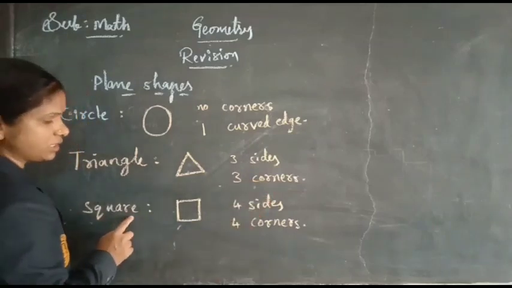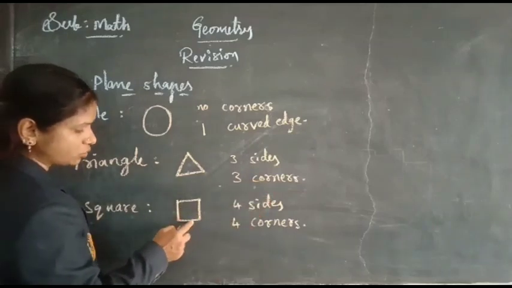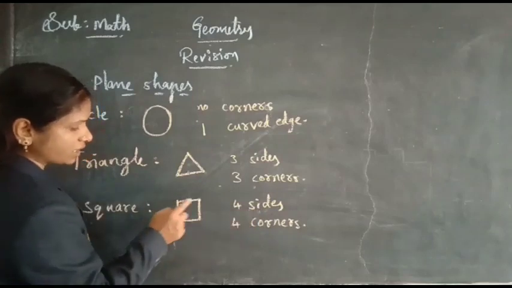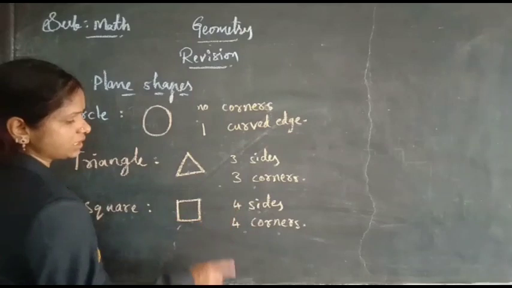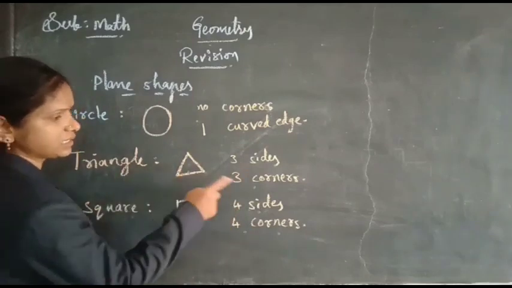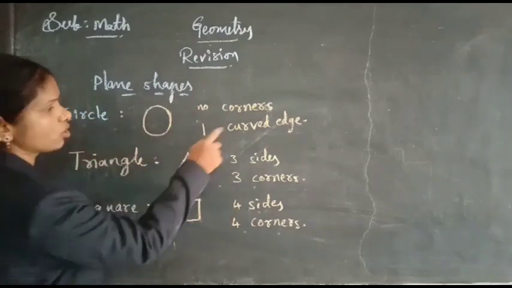And square, children. Square means it has 4 sides and 4 corners. So a square has 4 sides and 4 corners. A triangle has 3 sides and 3 corners. A circle has no corners, one curved edge.